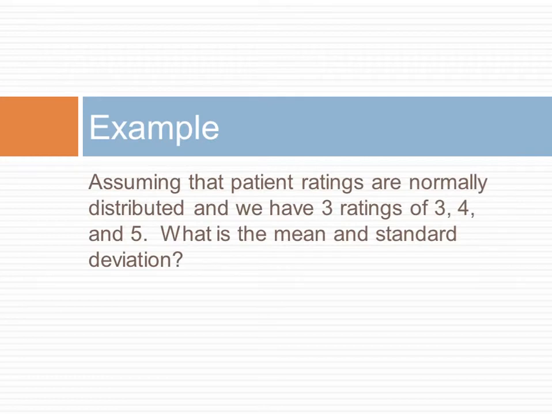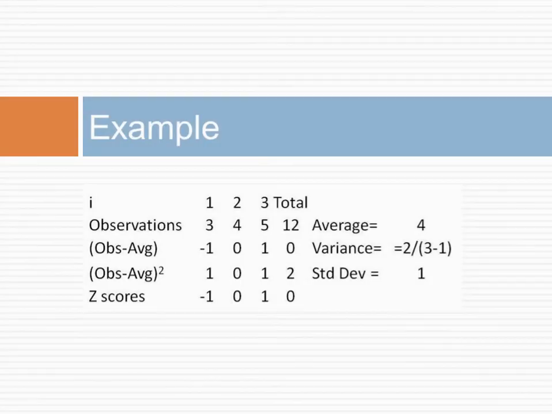Let us take a very simple example to demonstrate the power of normal distribution. Assume that patients' ratings are normally distributed and we have 3 ratings of 3, 4 and 5. What is the mean and standard deviation? The mean is 4 and the standard deviation is 1. Given this mean and standard deviation, we can now answer other questions.